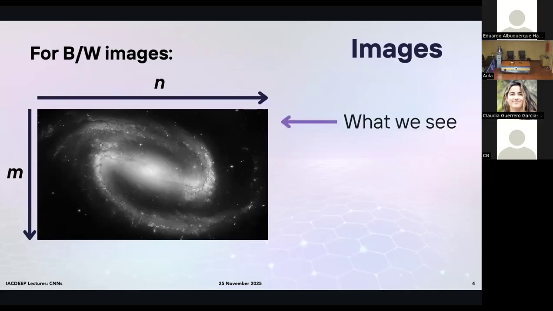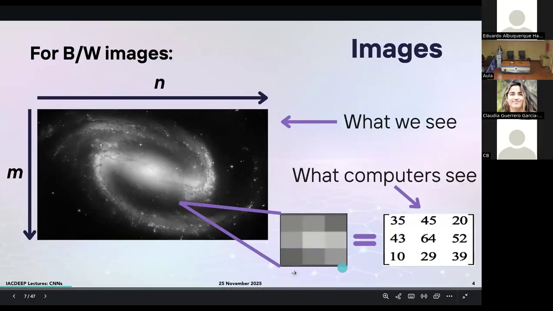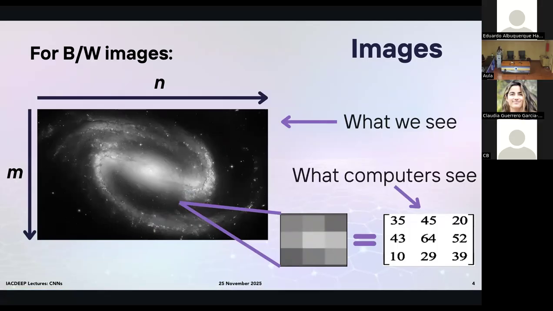So this is what we see. But a computer needs something else. It can't process that the same way that we can. If we zoom in on a set of pixels here, this is typically what a computer sees, and this is what it ends up learning from: these intensity values right here. That's what it can process and understand.